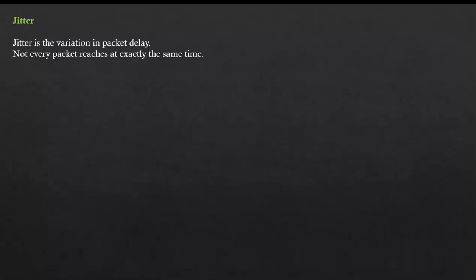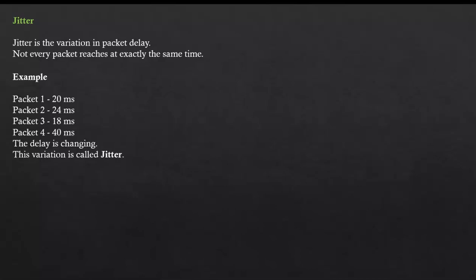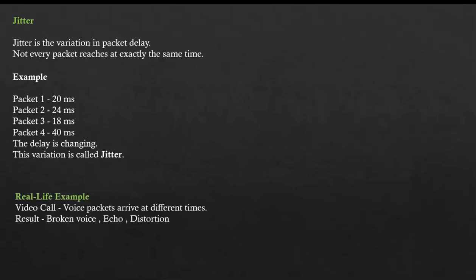The second important metric is called jitter. Jitter is a variation in packet delay. Not every packet reaches the destination exactly at the same time, is it not? For example, packet 1 takes 20 milliseconds, packet 2 takes 24 milliseconds, packet 3 takes 18 milliseconds, and for packet 4 it takes 40 milliseconds. The delay is changing. It's not the same between each and every packet. This variation is called jitter.